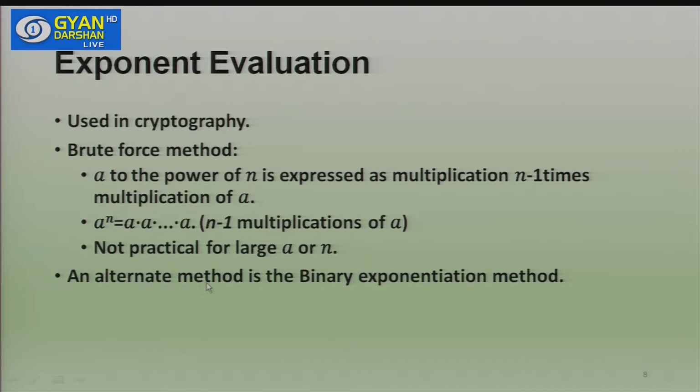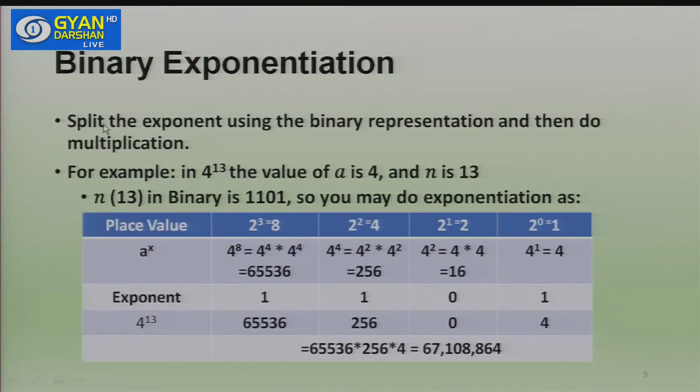So what can be an alternate method? There is an alternate method called the binary exponentiation method. Binary exponentiation methods are very interesting. Why binary exponentiation? Because in binary, the value gets doubled as you move from the leftmost bit to the next, so every time the value becomes the square of the previous value. Let's look into how exactly this method works. Split the exponent using the binary representation and do the multiplication. That is the key.